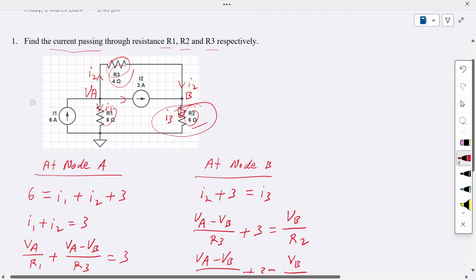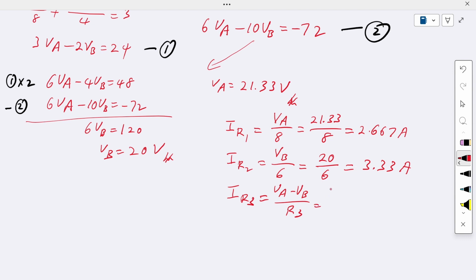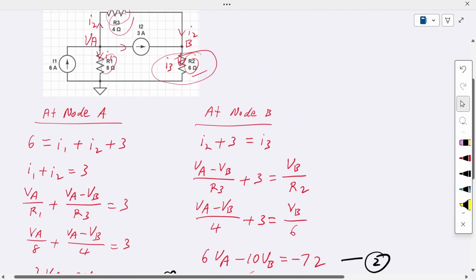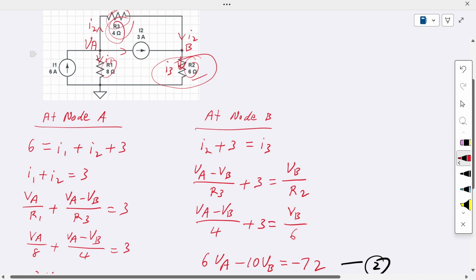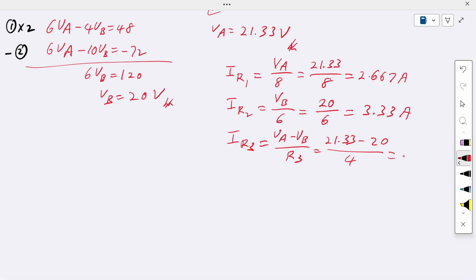And then the current passing through resistor R3 is VA minus VB divided by R3. So we have VA, 21.33 minus 20, divided by R3. R3 is 4 ohm, so divided by 4. That means you will get 0.333 ampere. So that is the current flowing through R1, R2, and R3.